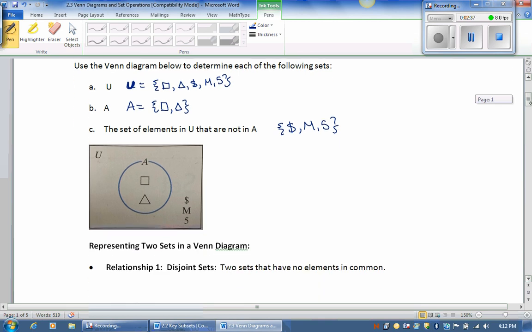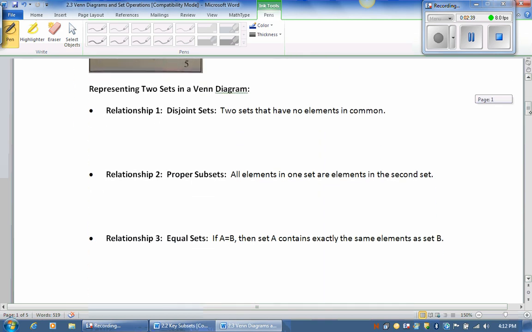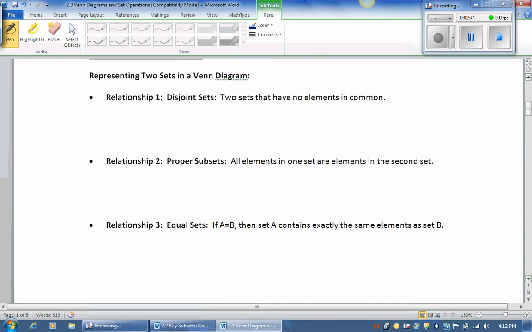Okay. All right, so representing two sets in a Venn diagram. So relationship 1 is what we call disjoint sets, two sets that have no elements in common. So a representation of that is, let's say I've got this set, the universal set, right? And I've got set A and I've got B, and they don't share anything. They've got nothing in common with one another. They're totally disjoint. They don't overlap. There's no elements that are in A that are in B, and vice versa.